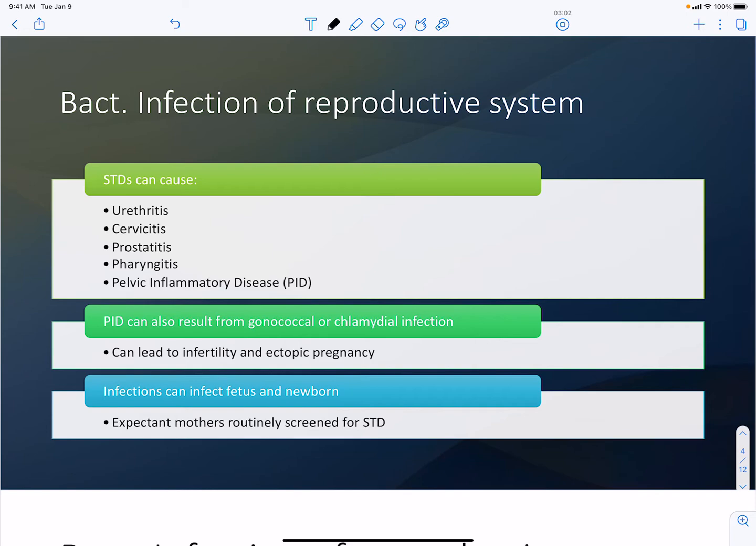The importance of pelvic inflammatory disease is it can lead to infertility as well as an ectopic pregnancy, a pregnancy not in the appropriate area, which can be very severe for the mother. Now, infections can also infect the fetus and the newborn, so pathogens can cross the placenta, and otherwise the newborn is going to be exposed to these pathogens as they are born.